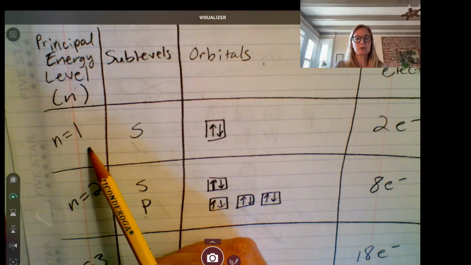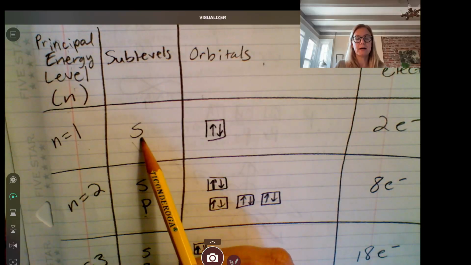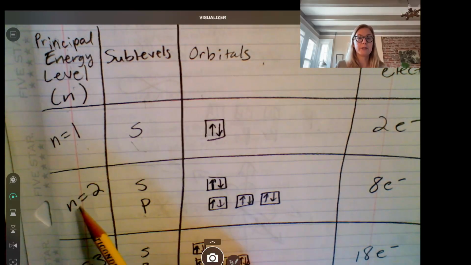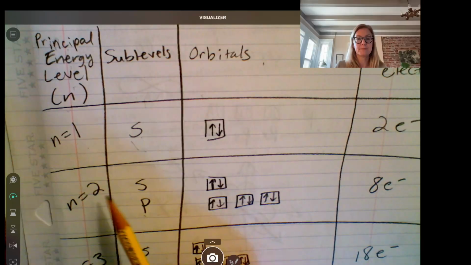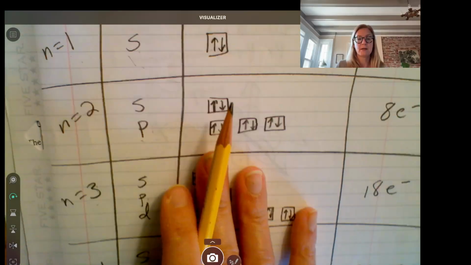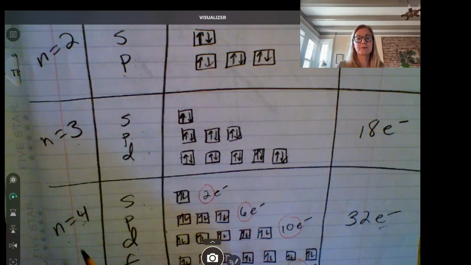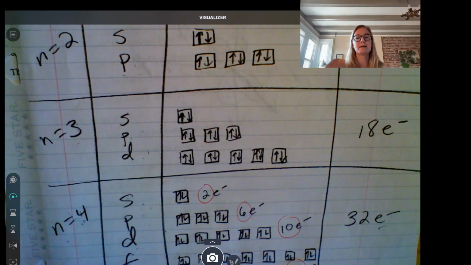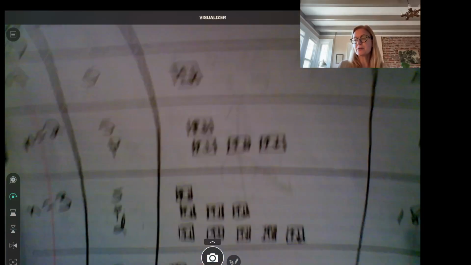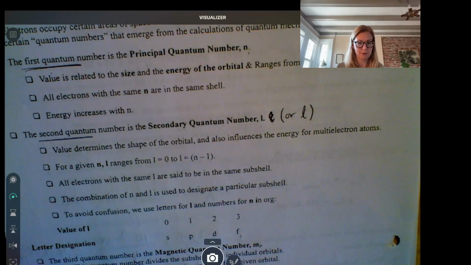When your principal energy level is 1, there's only the S sublevel. In the second energy level, there are 2 sublevels, S and P. Third energy level, there are 3 sublevels, S, P, D. Fourth energy level, there are 4 sublevels, S, P, D, and F. So they gave the sublevels letters. We can also give them numbers, which is a little confusing.